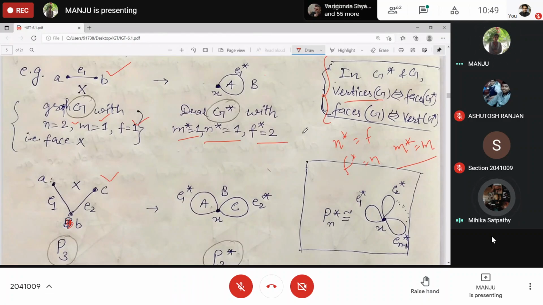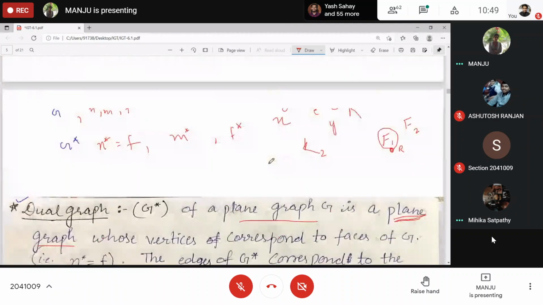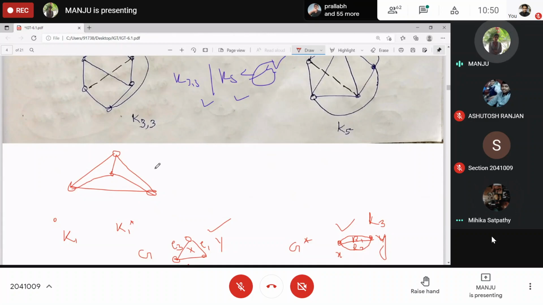Ma'am, you were telling about K4. So K4 will be the same as the K4 star graph. Let's look at this. Four vertices will be there, so four regions correspond. K4 star will also have four vertices.